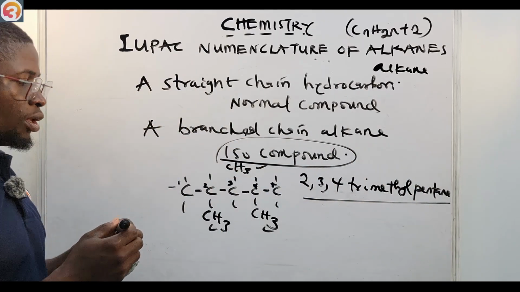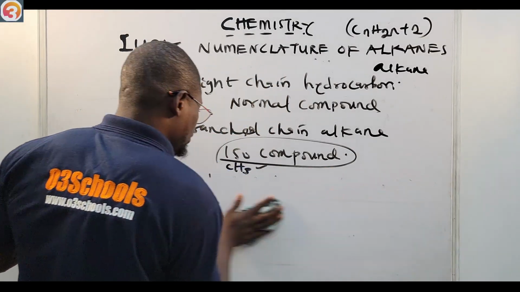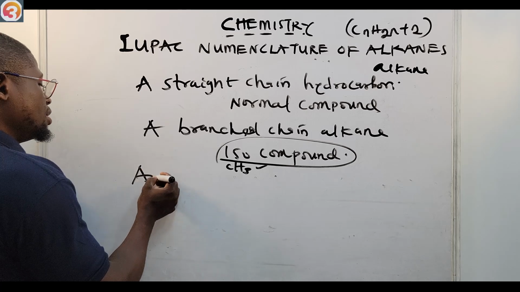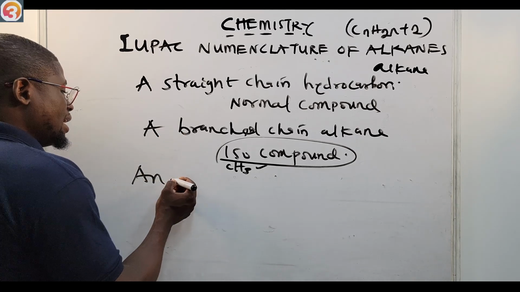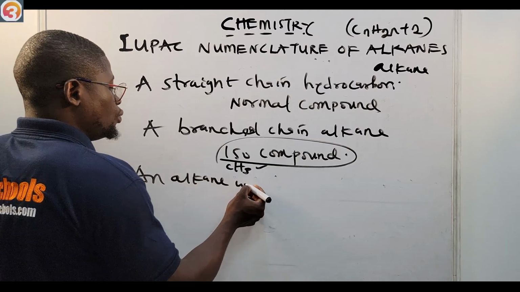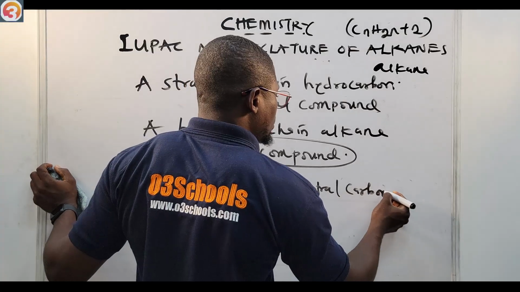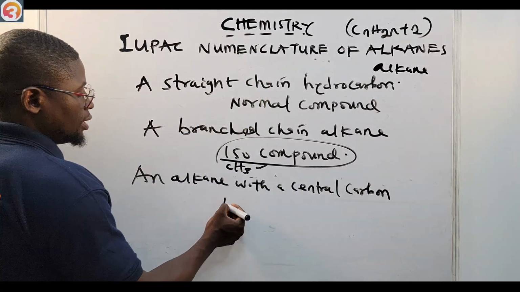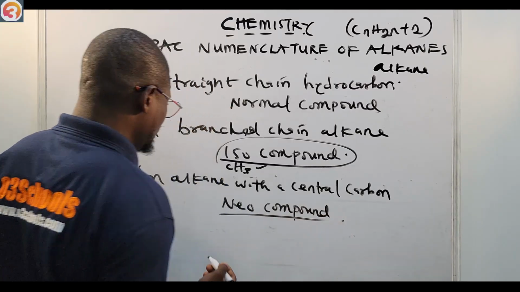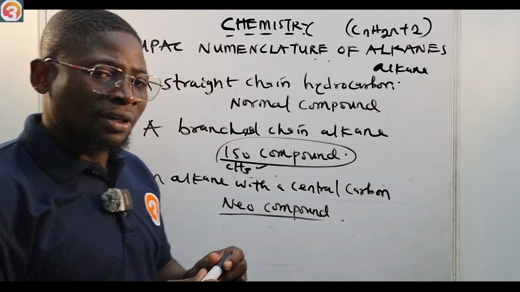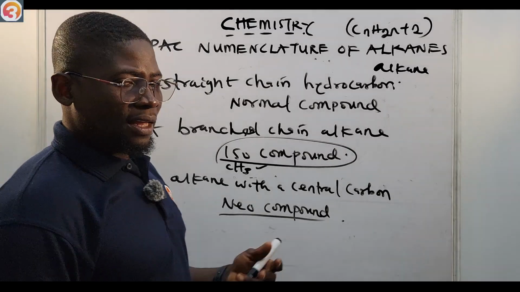The branched chain hydrocarbons like this are called iso compounds. Now let us go to the last one. An alkane that has a central carbon. This is under the trivial system of naming alkanes. An alkane with a central carbon atom is called a neo compound. So these are all under the trivial system of naming alkanes.